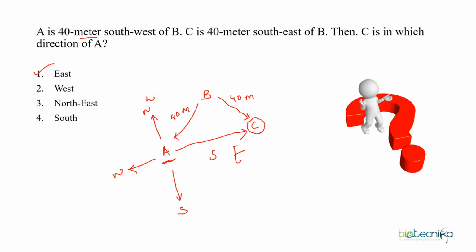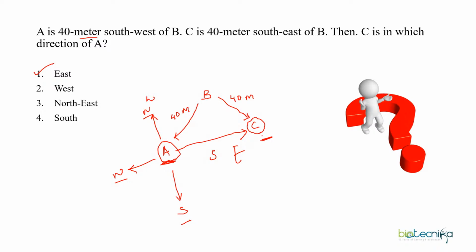So it will be east, not west. Okay, so if you calculate only for A, like in the question it is asking C is in which direction of A. So for A, if we calculate the north, south, east and west, north will be upward, south will be downward, west will be left hand side and east will be right hand side. That means C is on the eastern side of the A.